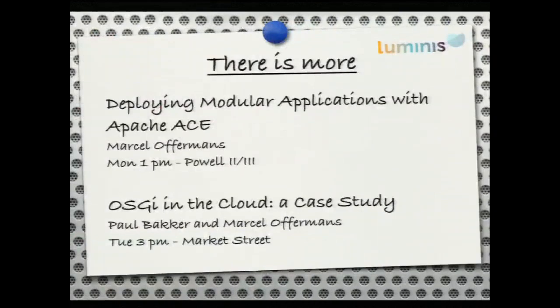So finally, if you want to see more, all about Apache Ace will be told by Marcel at 1 p.m. today in the Power Room. And just like Paul has taught you a number of times, the stuff that we have been showing you today is being used in production for real systems. So Paul and Marcel have another session about that, which is called OSGi in the Cloud, a case study, which will show you a real application in action using all of the stuff that we have shown you today.